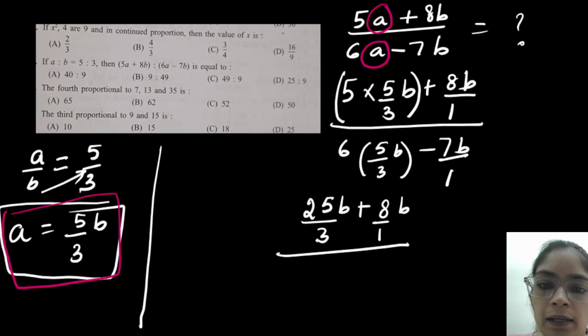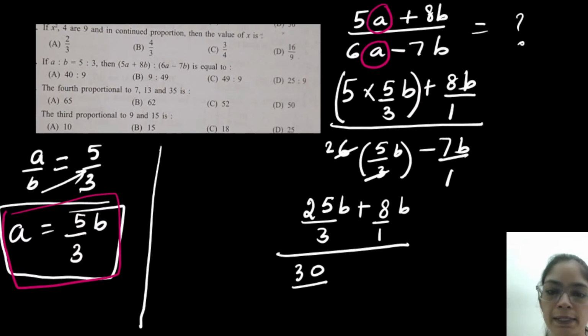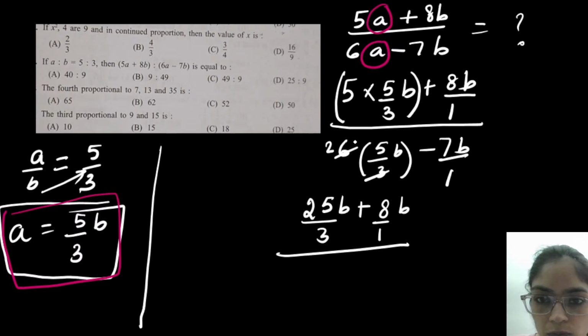Here, 6 into 5, 30 by 3, and if possible we can do cancellation also. Here it is possible: 3 into 1, 3 into 2. In multiplication, cancellation can be done up and down. So we can do cancellation now. So this is 2 into 5, 10B.